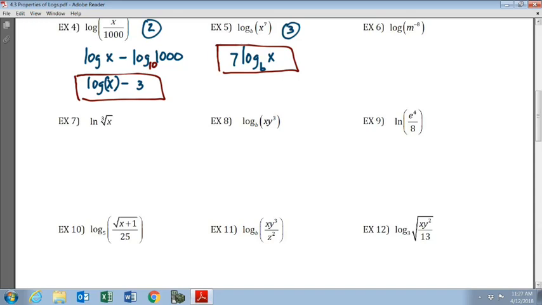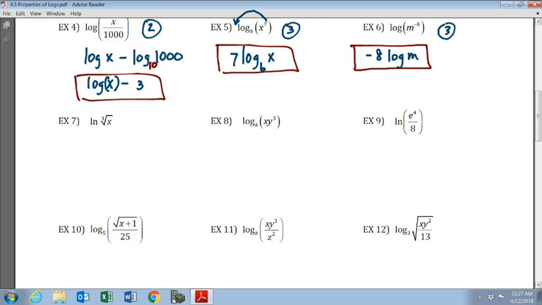Now, some people like to just do a little arrow like that, but in any case, that's all we're doing is moving our exponent to the front. Let's go ahead and look at number 6. Again, we're going to use the power rule. It's just like number 5. So we'll move the negative 8 out front.